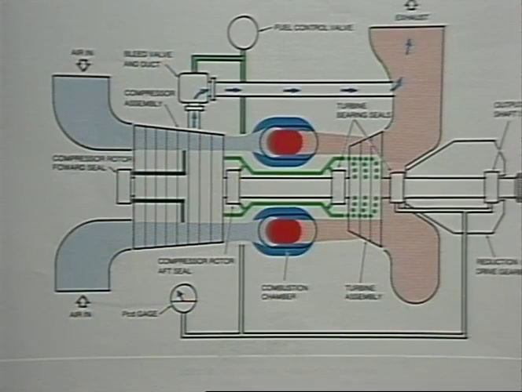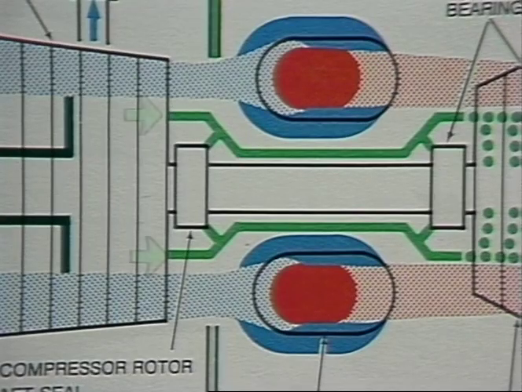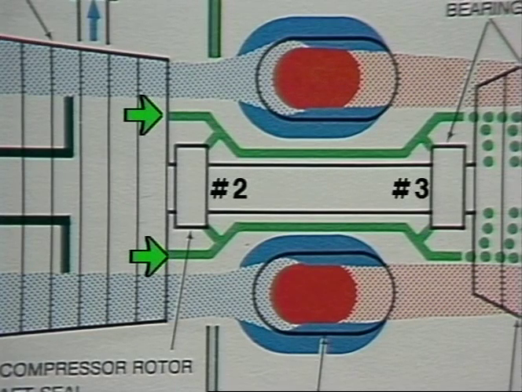In order to prevent leakage of lube oil from the engine bearings, a carbon-type seal is installed at each of the 4 engine bearing locations. The number 1 compressor forward oil seal is pressurized with air from the compressor 5th stage. 8th stage compressor air pressurizes the number 2 and 3 oil seals located here at the aft compressor rotor and here at the forward end of the turbine section.